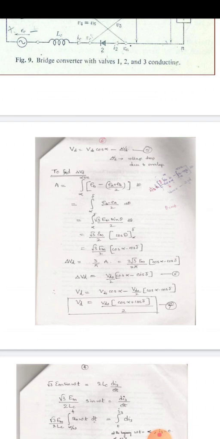The overlap angle is a combined function of the average DC output voltage, having Vd equal to Vd1 plus Vd2. Vd1 is the converter 1 voltage and Vd2 is the converter 2 voltage. Both voltages are added across here.